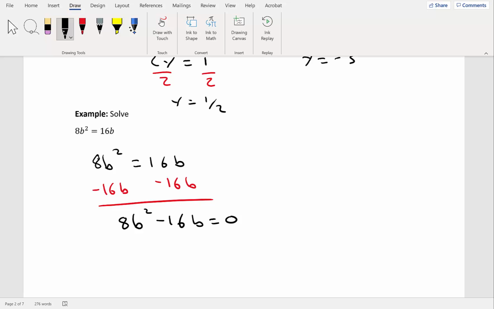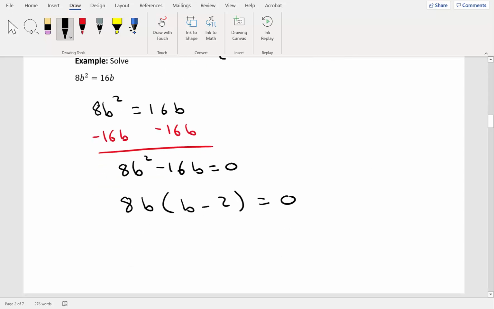And now let's go ahead and see if there's a GCF. Both of these terms have an 8 as a factor. So they have 8 in common, and they also have a b in common. So we could factor out an 8b. And then we're left with b minus 2.